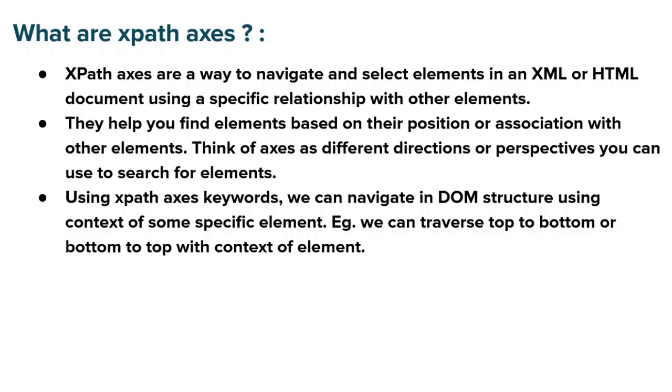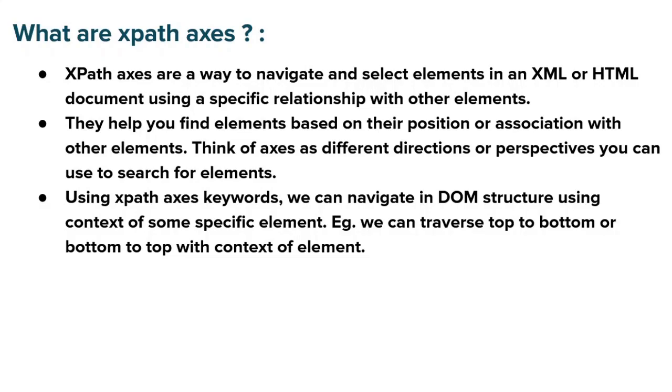So we can take the context of some other element to find out our targeted element. If on the web page we have an element whose location is well known and we want to find the target element which is nearby, then by using the context of that context node or context web element, we can find out our targeted element. Think of XPath axes as different directions or perspectives you can search from to find the element.